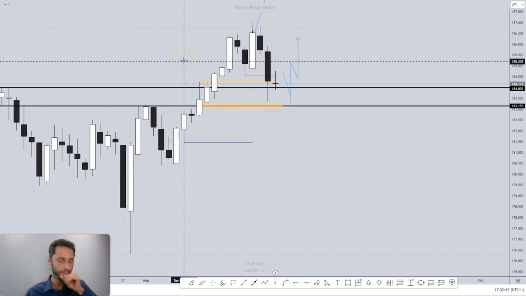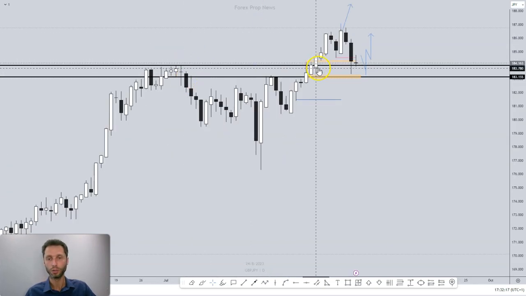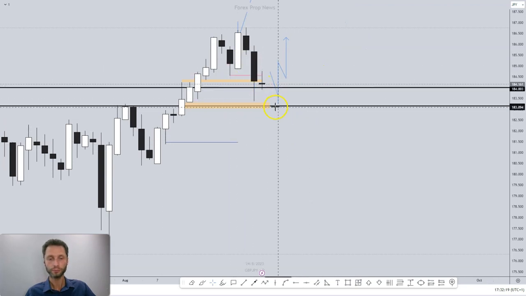Right, so that's the pound. Overall strong for now. Let's see where it heads. We've still not broken this invalidation point, so we may yet head higher.